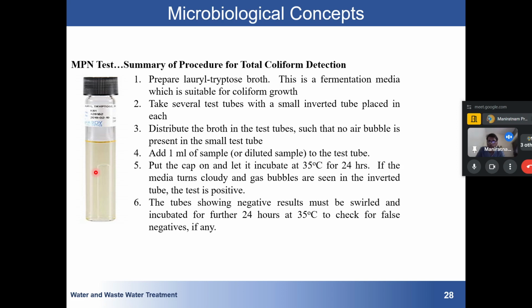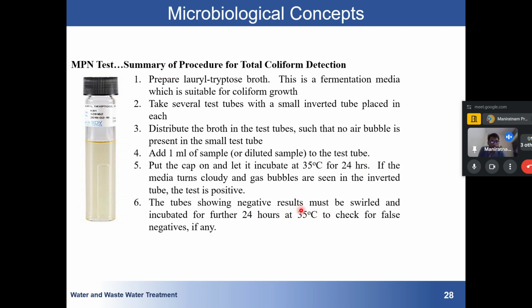So what will happen is that no gas will be released there, and your result will be negative. Okay, so this is the overall coliform detection method. Now remember, if you are incubating for 35 hours, we are looking for total coliforms.